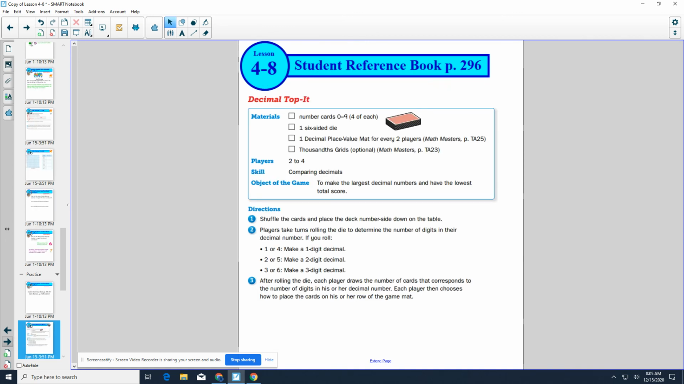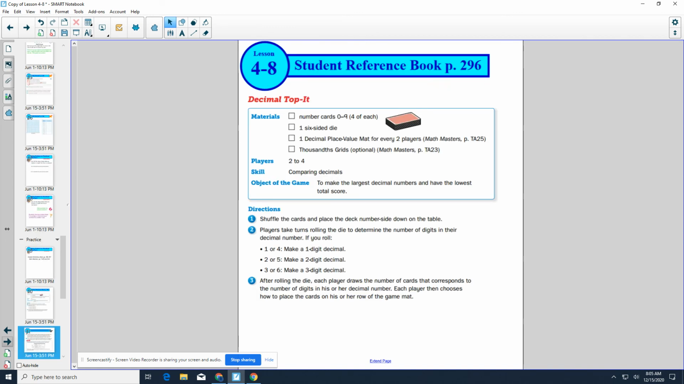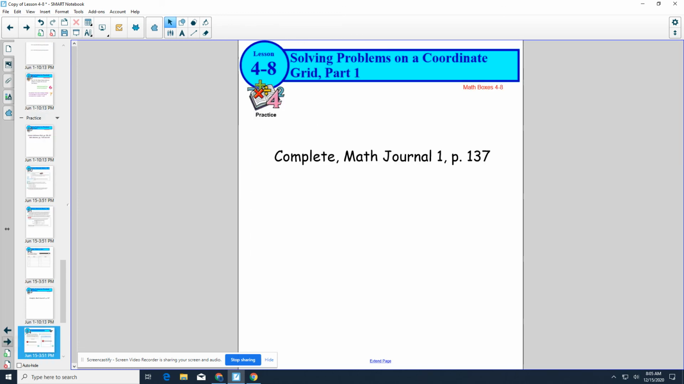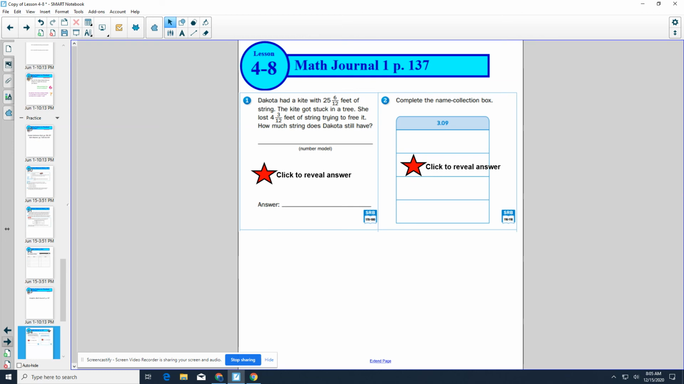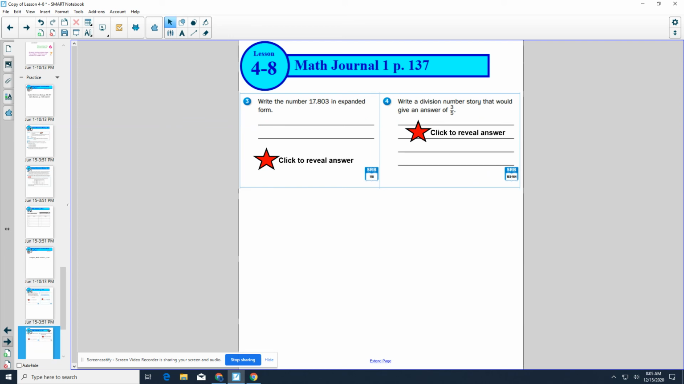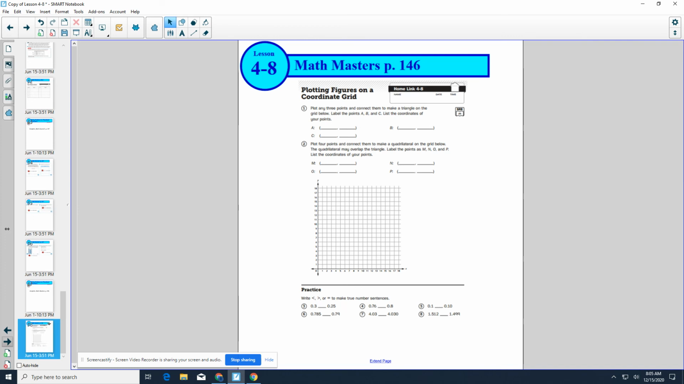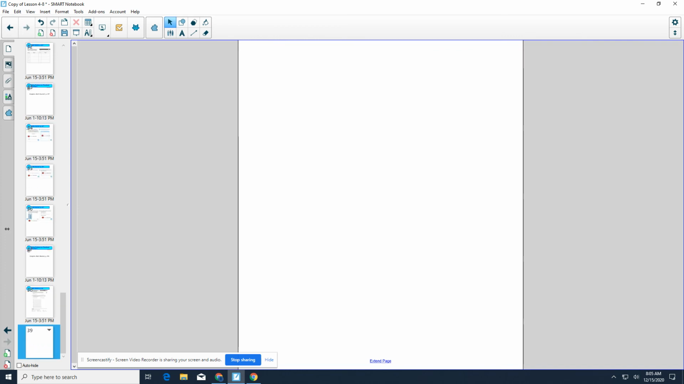Okay, and then you could go on to HMH and play decimal topic for practice. And that wraps up that part. And then you have your math journals pages here, so make sure you check those out as well. And you're not going to worry about the Math Masters, the home links, unless you have them at home and you'd like to do that. All right, that's the end of our lesson.